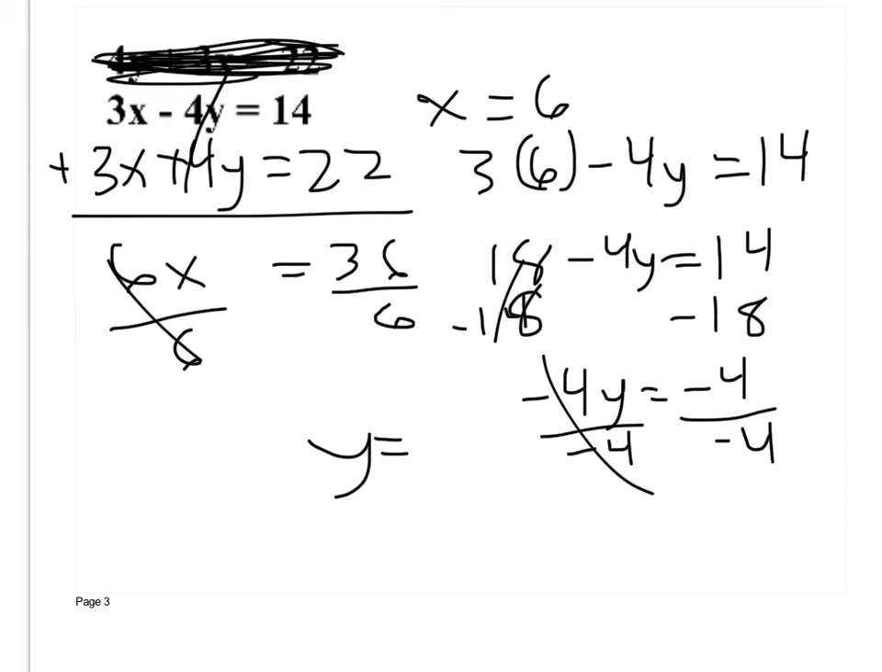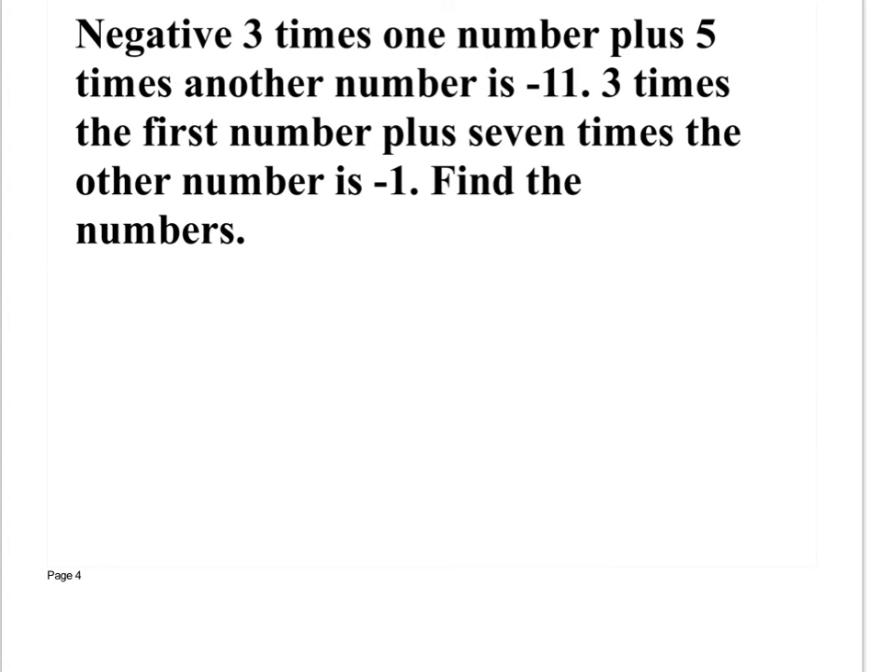Y is positive 1. So there's your ordered pair, 6, 1. Write this down. What it wants you to do is translate two equations. Translate a system and then solve for it. Alright, so this is what they give you. They say write and solve a system of equations.